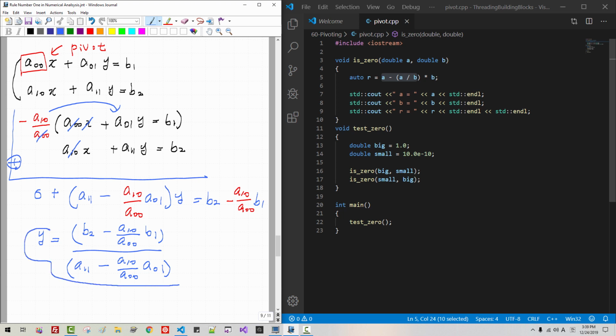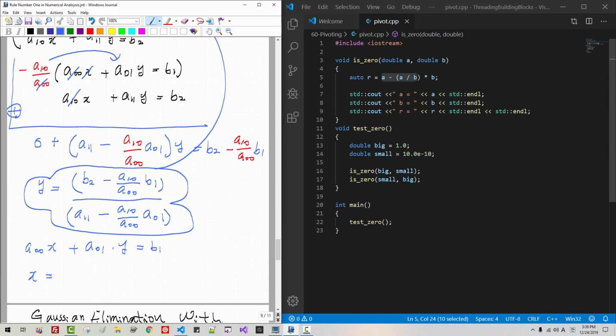If we substitute this result for y here, in a00 x plus a01 y equals b1, x equals b1 minus a01 y over a00. I missed y here. So this is the result.